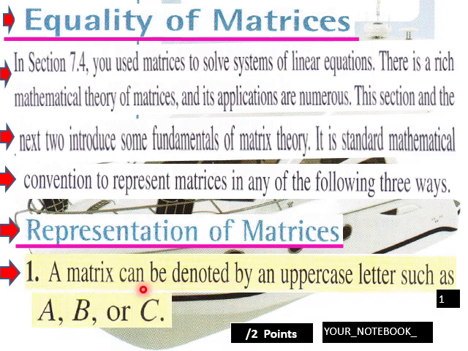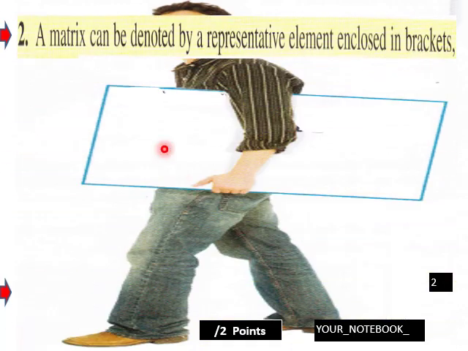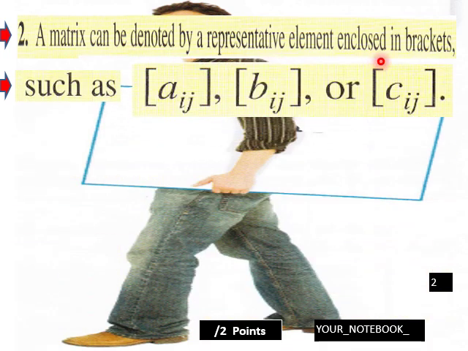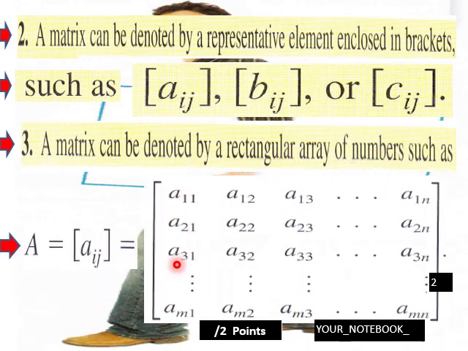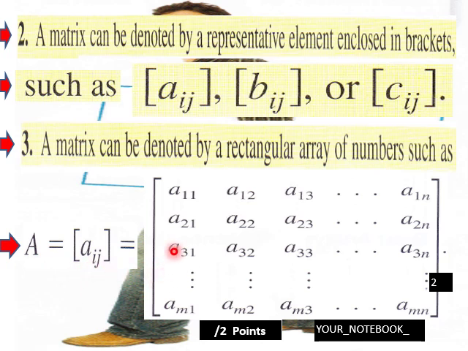So the representation of matrices: 1. A matrix can be denoted by an uppercase letter such as A, B, or C. 2. A matrix can be denoted by a representative element enclosed in brackets such as bracket Aij, bracket Bij, or bracket Cij. 3. A matrix can be denoted by a rectangular array of numbers such as A equals bracket Aij, which would equal this matrix here. We have row 1, column 1, row 1, column 2, row 1, column 3, etc., out to row 1, column n. Then row 2, column 1, row 2, column 2, row 2, column 3, etc., like that.